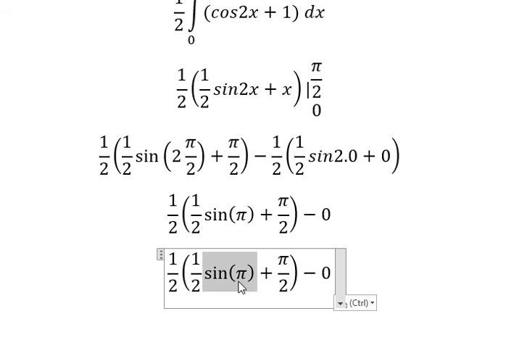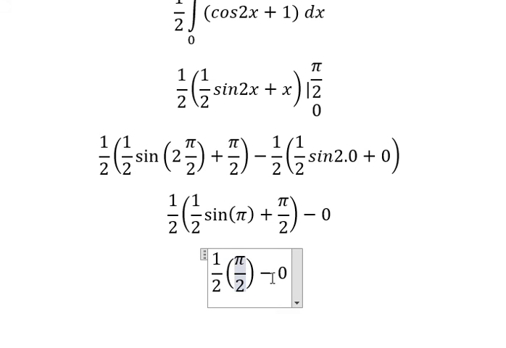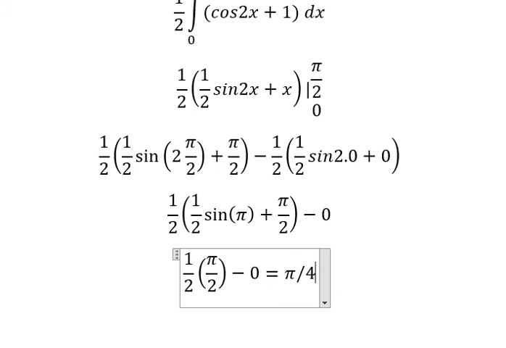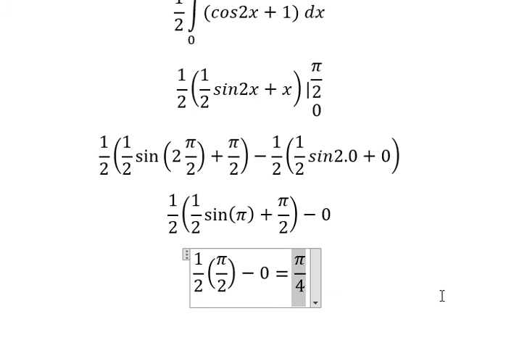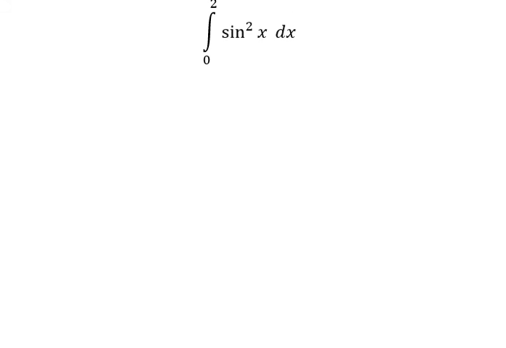So this one we have number 0. So we simplify and we got about b over 4. And this is the final answer. Now let's go to the second one.